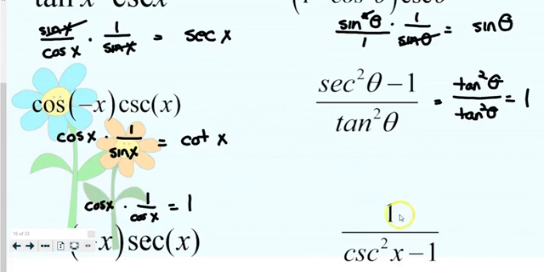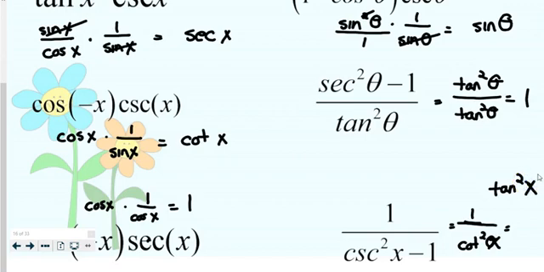And our last one here, we have 1 over cosecant squared x minus 1. A variation on our Pythagorean identity, that's equal to cotangent squared. And 1 over cotangent squared, the reciprocal of cotangent squared, is just tangent squared. I accidentally changed it to a theta when I should have put an x. Sorry about that. And so our answer would be tangent squared of x.